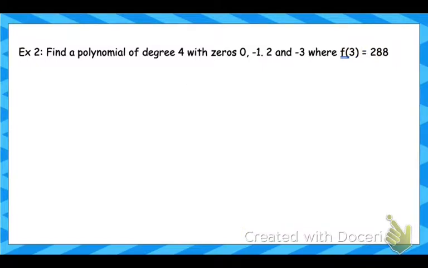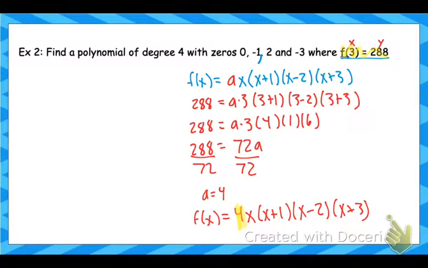And that one we didn't need to FOIL out because it did not tell us that we needed to write our answer in standard form. So we're keeping it easy and we're just leaving it in that intercept factored form.